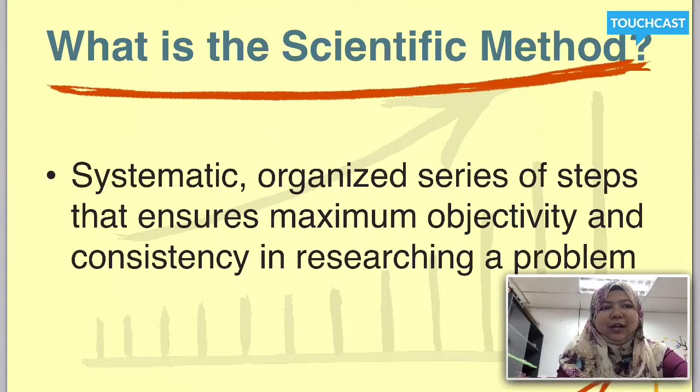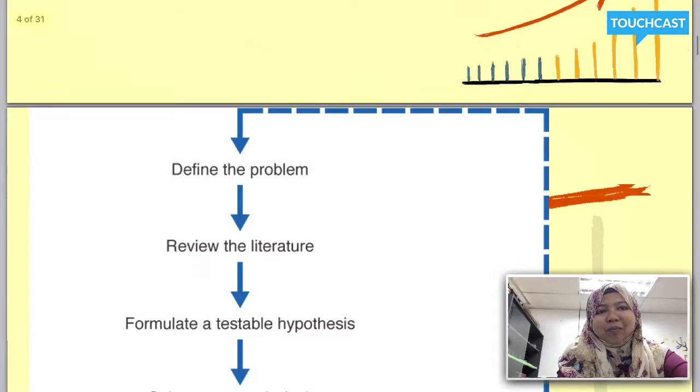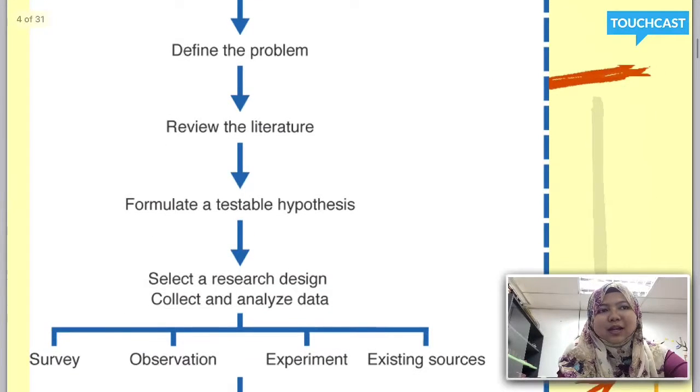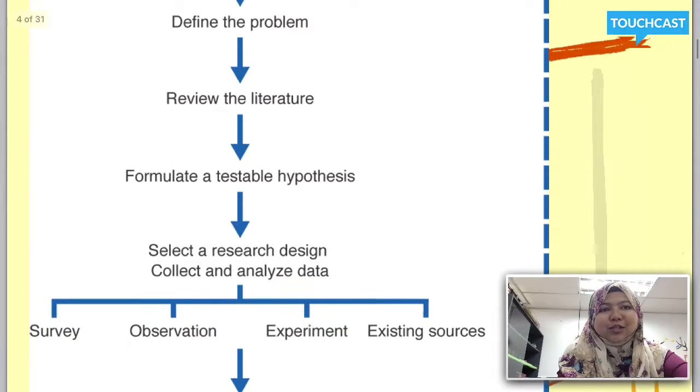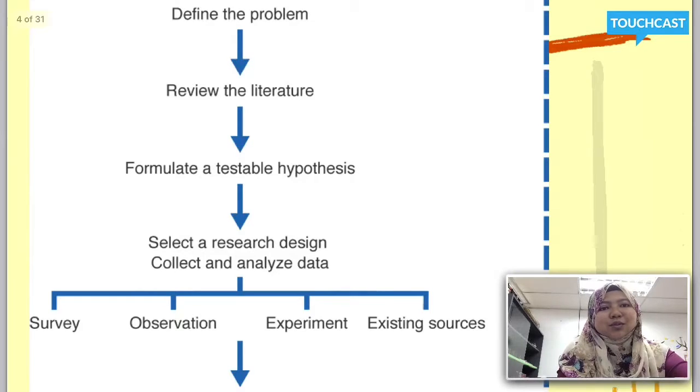So we have a circle, okay, a different step to make sure our research is consistent, our research has this reliability and also validity. So this is the step if you or the sociologists want to do their research. Okay, so first thing first, you need to define the problem.